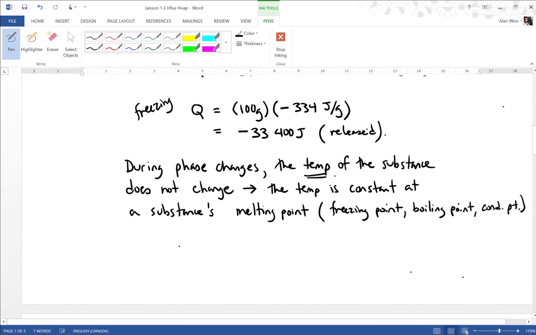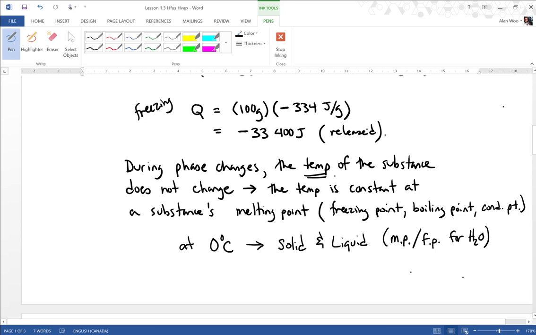That's why at 0 degrees Celsius, we have both solid and liquid, which is the melting point/freezing point for water.